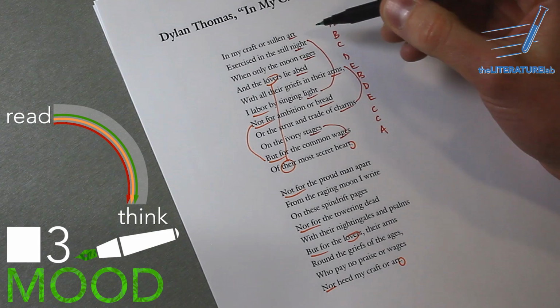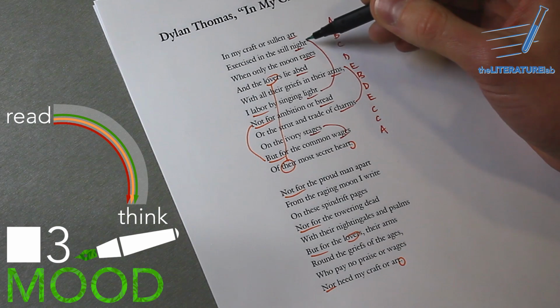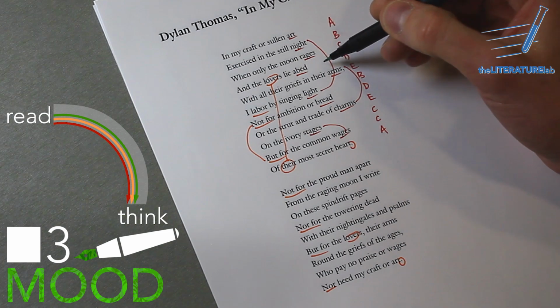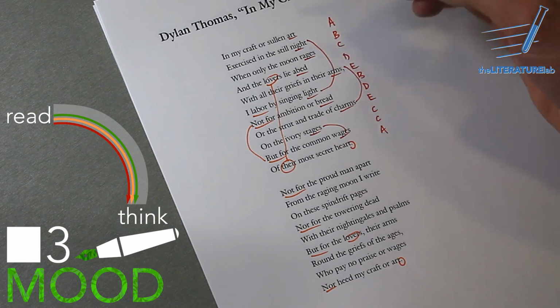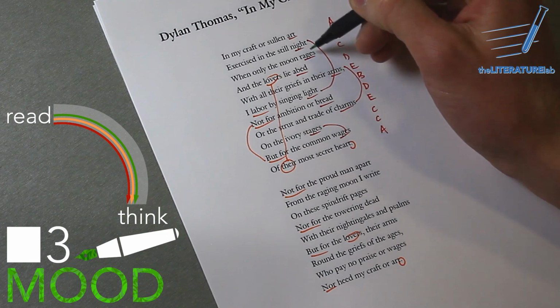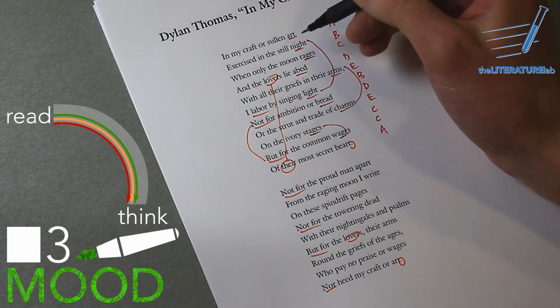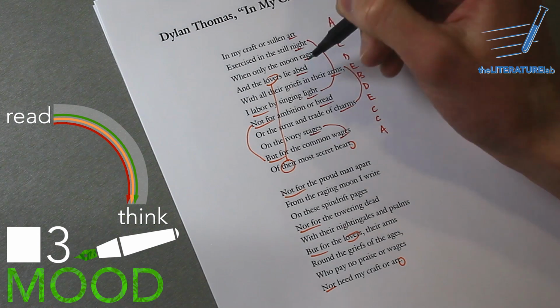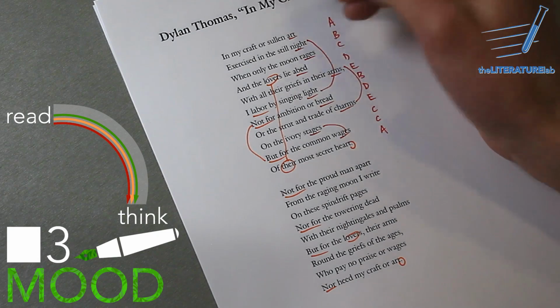In my craft or sullen art, exercised in the still night, when only the moon rages and the lovers lie abed with all their griefs in their arms, has a feeling of someone who's isolated, who's writing in the still night, and the mood is of being separate from people like the lovers.